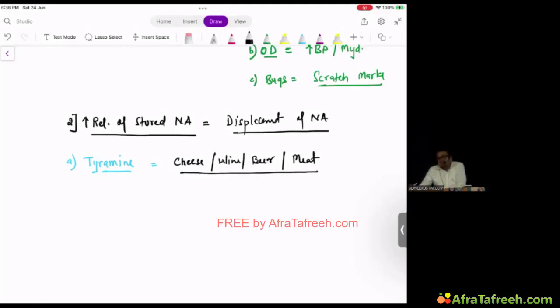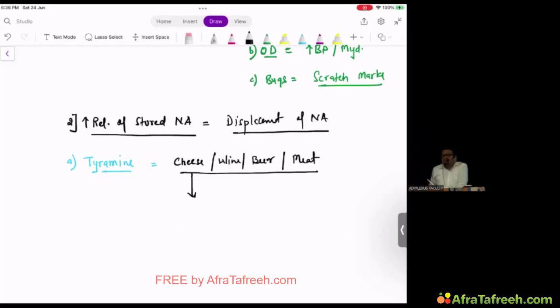What is tyramine? It's an amine. How does it act? By causing release of Na. That is what it is doing. So if you eat cheese, cheese contains what? Tyramine. So it can cause increased release of Na.